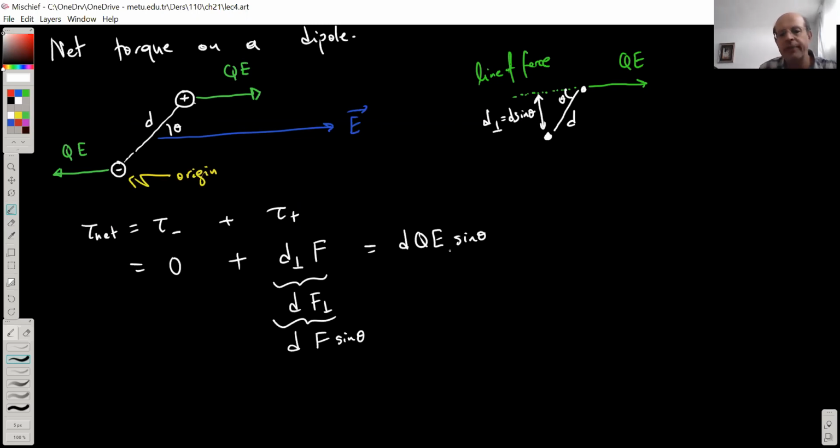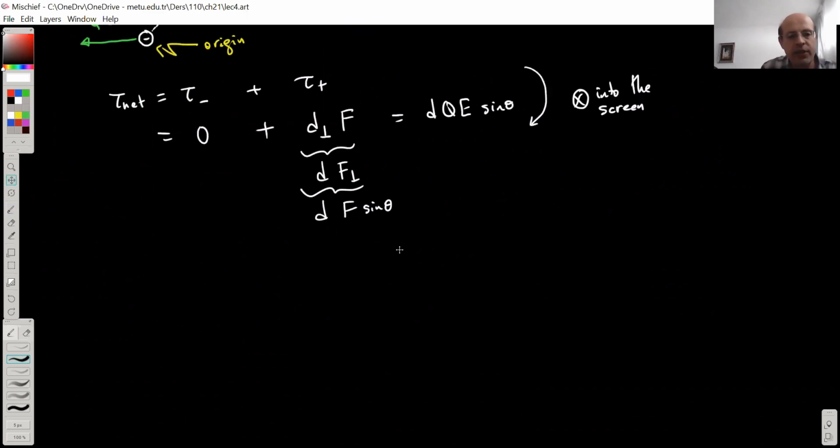What's the direction? I can show the torque in many different ways. I can show it by showing the direction that this would rotate, or I can use a right-hand rule, in which case the four fingers show the direction of the rotation, and the thumb therefore shows the direction of the torque. That's basically into the screen in that case. Okay. So in any case, or I can do it like this.